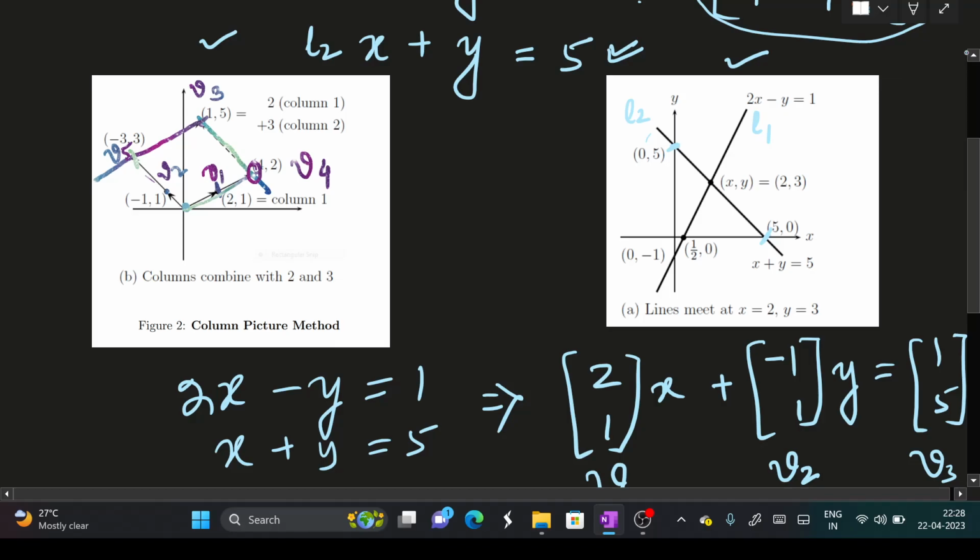This is all about the column picture method. I hope you have understood. With this, we will close this video. In the next video, we will do a few more problems of the exercise.